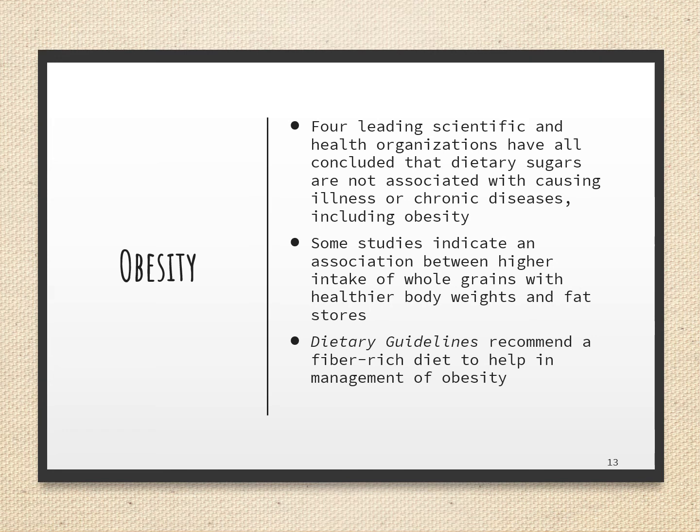Okay, so according to 4 leading scientific health organizations, the Food and Agriculture Organization, the World Health Organization, the National Academy of Medicine, and the Academy of Nutrition and Dietetics, are all concluding that the amount of dietary sugar in a person's diet is not associated with causing illness or chronic diseases, including, I'm sorry, not diabetes, obesity. So just because someone eats a lot of sugar doesn't necessarily mean it's going to cause them an illness, a chronic disease, or make them fat.